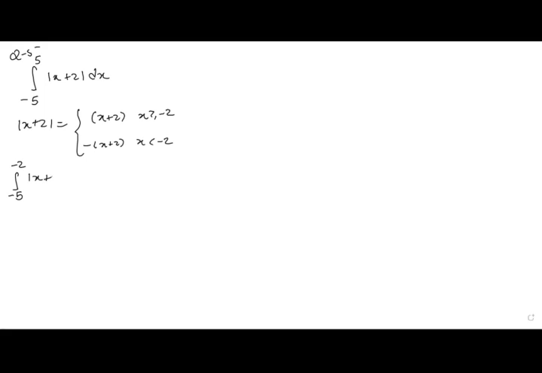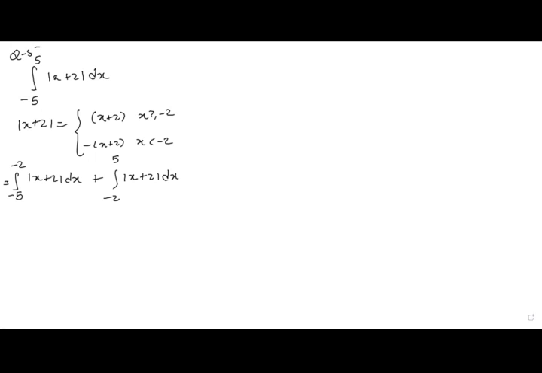Question 5. Integration from minus 5 to 5 of mod x plus 2 dx. You know that mod x plus 2 can be written as x plus 2 if x is greater than or equal to minus 2, and minus x plus 2 if x is less than minus 2. So I will split this integration from minus 5 to minus 2 of mod x plus 2 dx plus integration from minus 2 to 5 of mod x plus 2 dx.